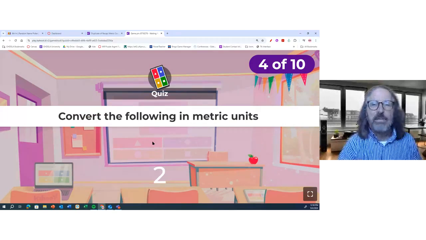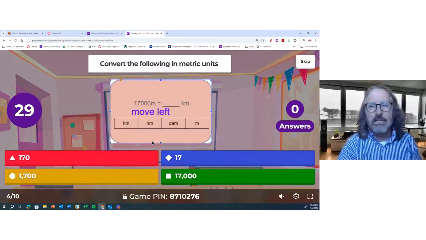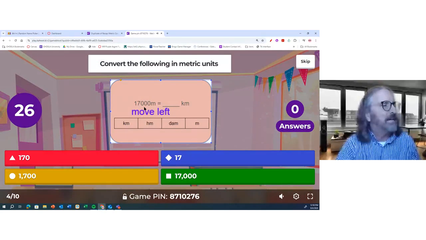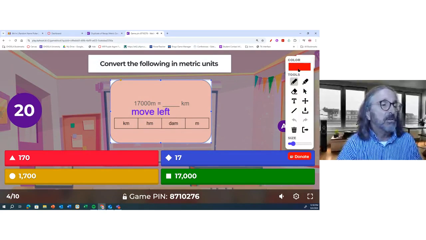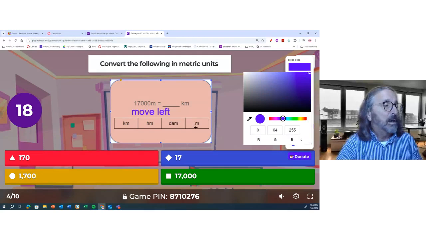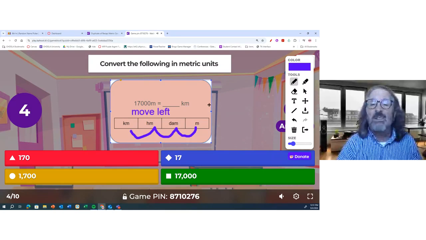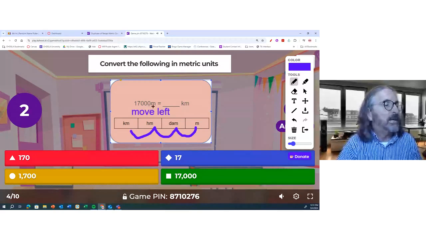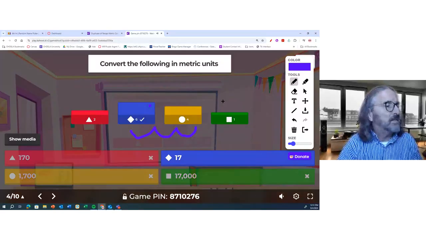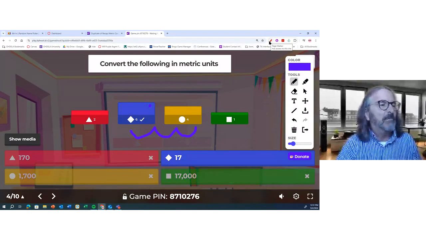All right, convert the following metric units. And again, this is just a quick and easy way of multiplying times cents. Like here, this is move left, right? Meters to kilometers. 1, 2, 3. So now we're taking meters and we're trying to make kilometers out of them. A kilometer is a much bigger unit. So we've got to move it over 1, 2, 3. So what do you get? Start the decimal point right at the end, and move it over 3. 17. I got a couple people said 170. I think they misclicked on that one.